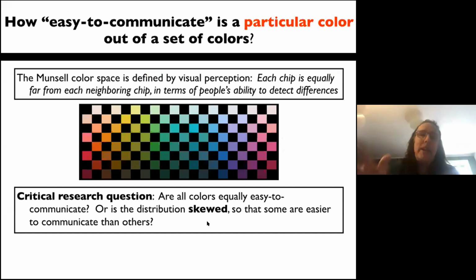So the critical thing we observe here is, we ask, are all colors equally easy to communicate, or is the distribution skewed? Turns out it's skewed.